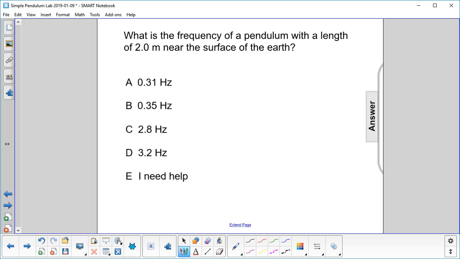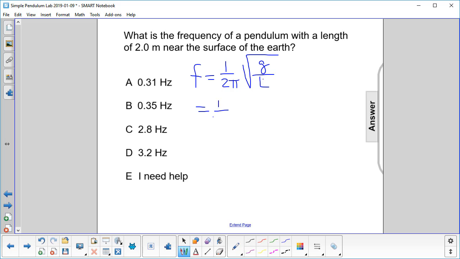What is the frequency of a pendulum with a length of 2 meters near the surface of the Earth? The equation for frequency is 1 over 2 pi times the square root of g over L. g is the gravitational acceleration on Earth. L is the length of the pendulum.